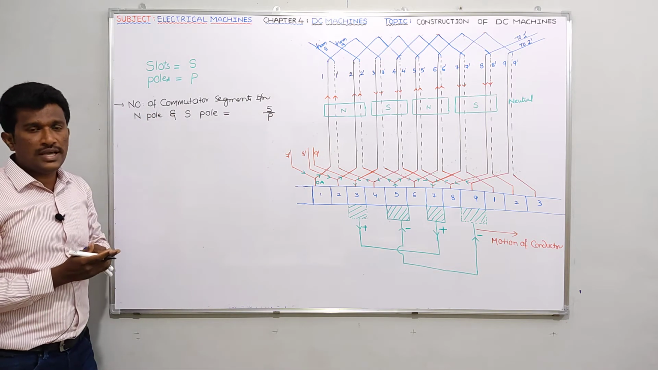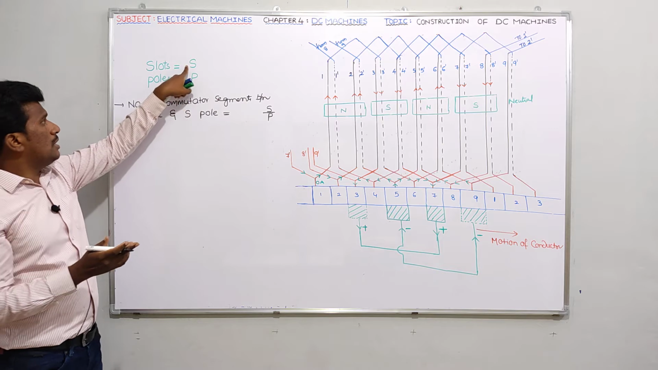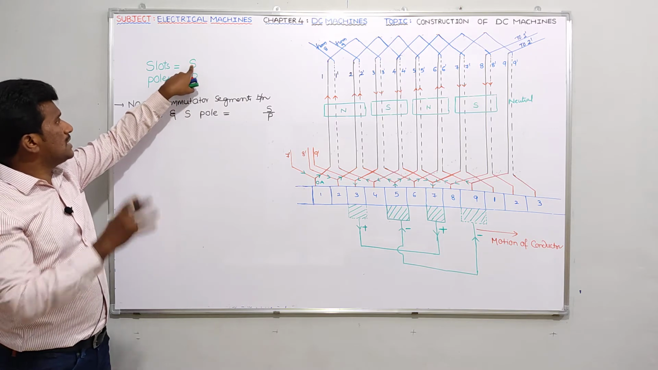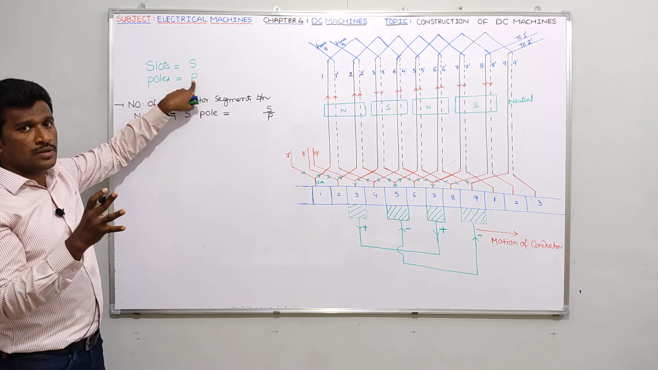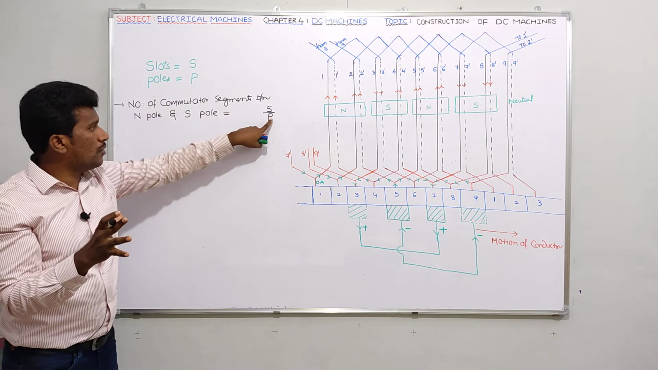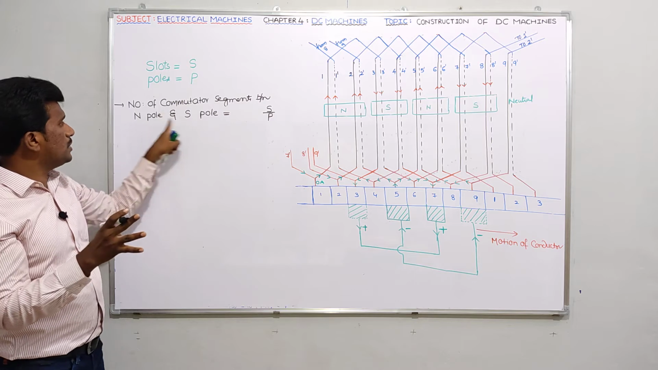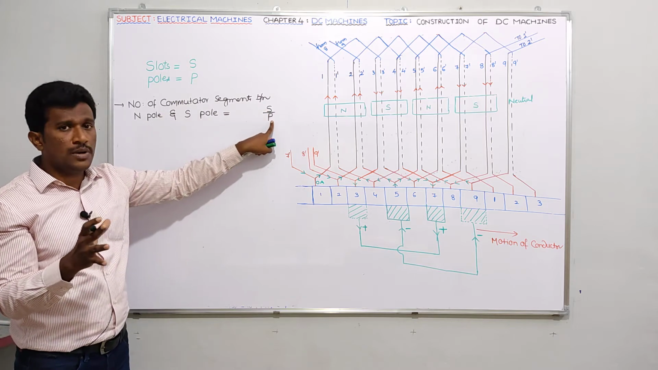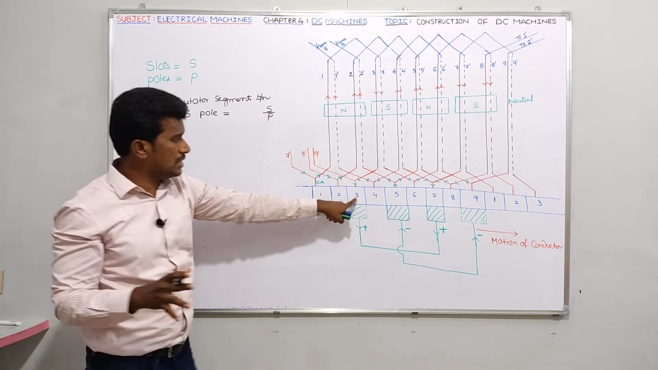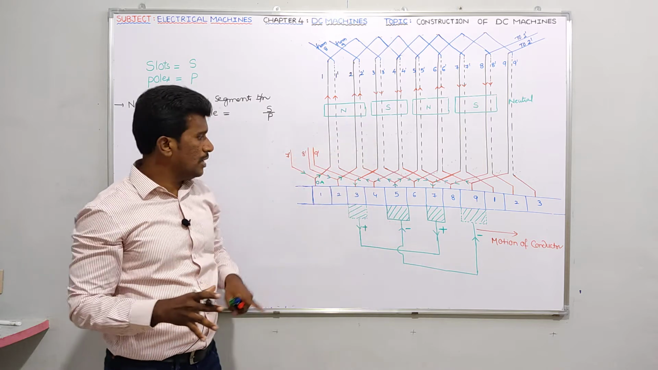Slots per pole only. For example, if you take a total of S slots and I am having P poles, then for one pole, the number of commutator segments between north pole and south pole is S by P, that is the formula. Okay, I'll do one thing. Let me take this diagram so that you will have some clarity.